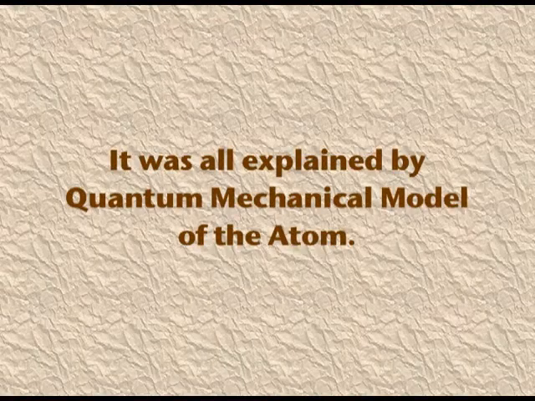The Bohr model only successfully explained the hydrogen atom and its structure. It failed to explain the spectrum of other atoms. It also failed to explain how atoms combine to form molecules. It was all explained by the quantum mechanical model of the atom. The quantum mechanical model suggested that there is nothing like an orbit, there are orbitals.